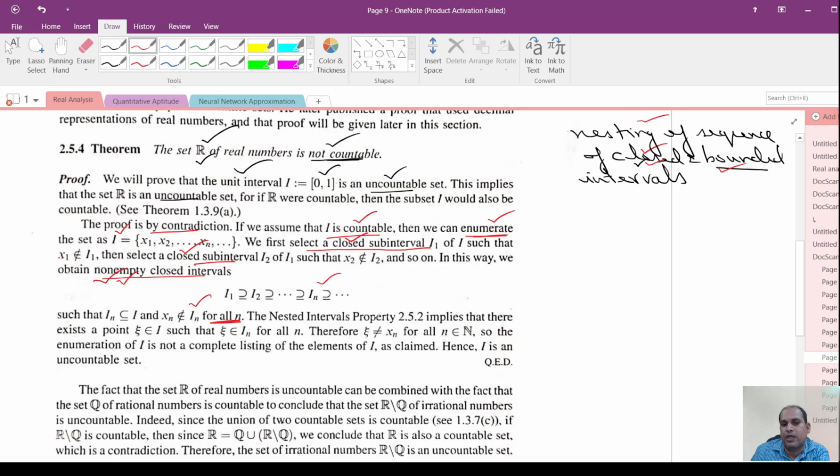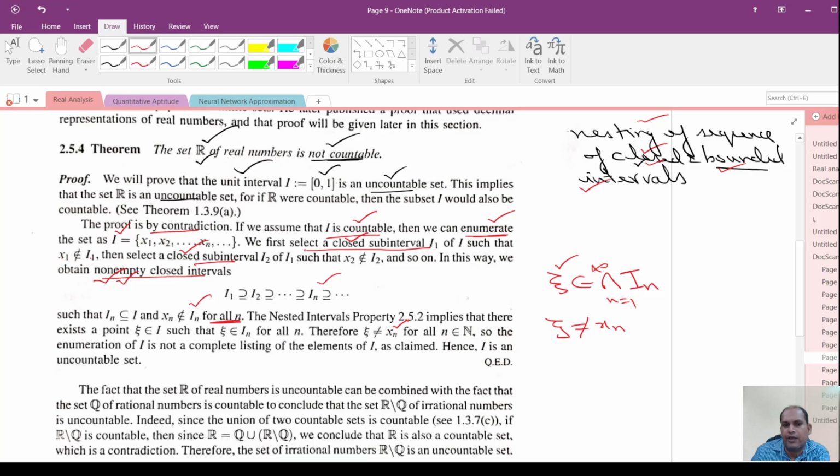Now as per nested interval property, since we have a nesting here of a sequence of closed and bounded intervals, there will be an element xi which is common to each of the intervals In. There will be at least one real number because it is fulfilling the nested interval property. So there will be a real number xi which is common to each of the intervals In. So this xi has to be different from x and y.